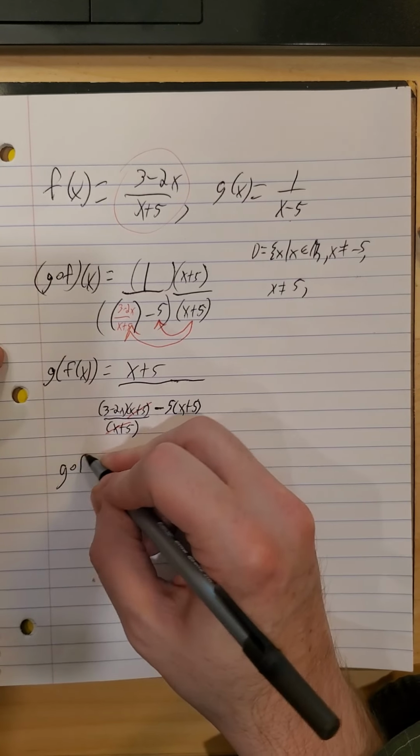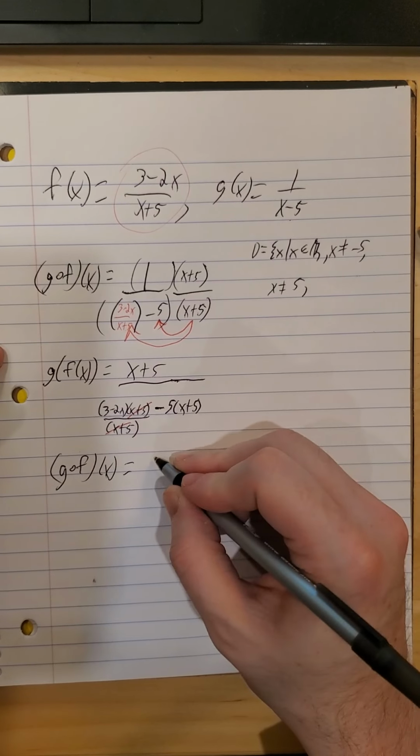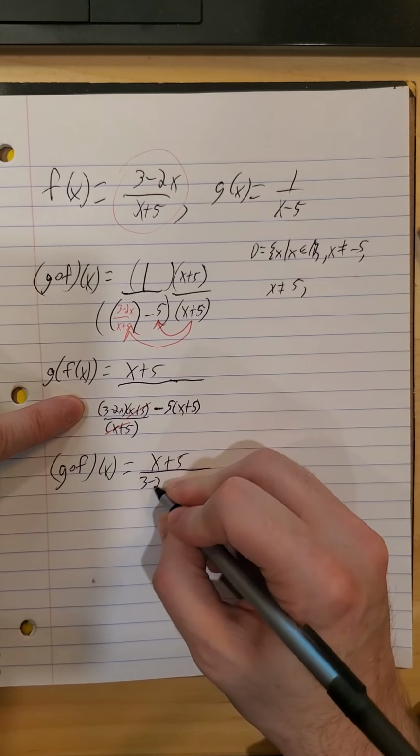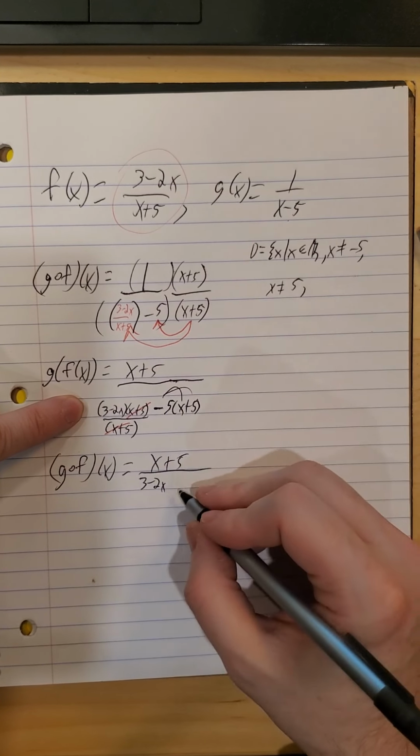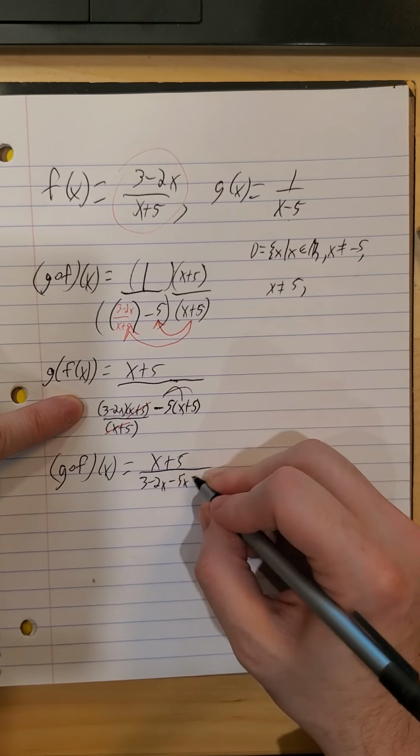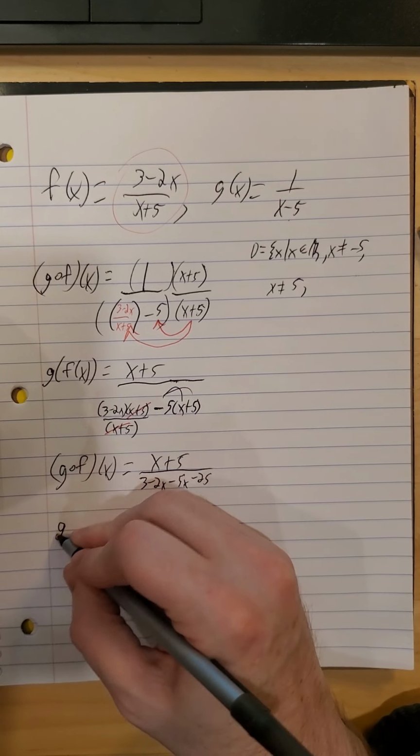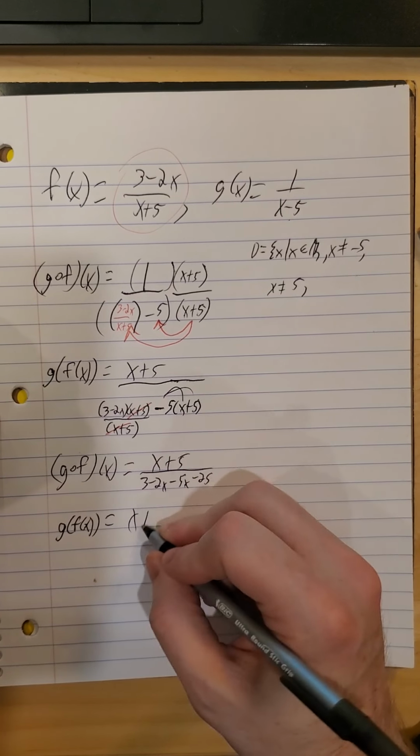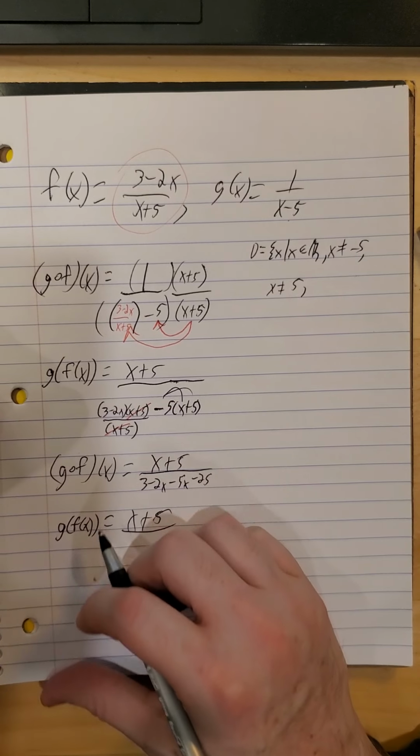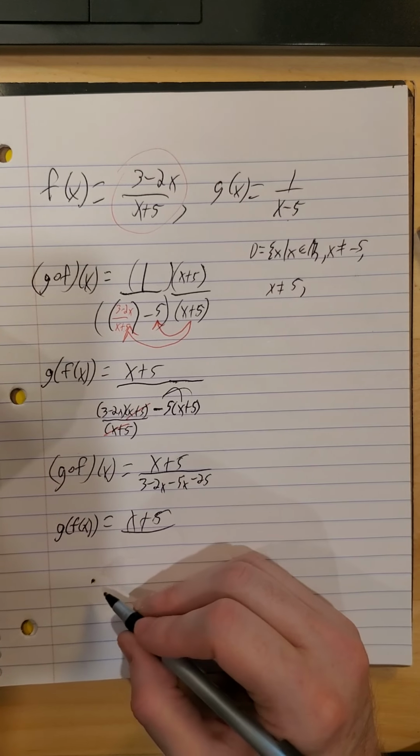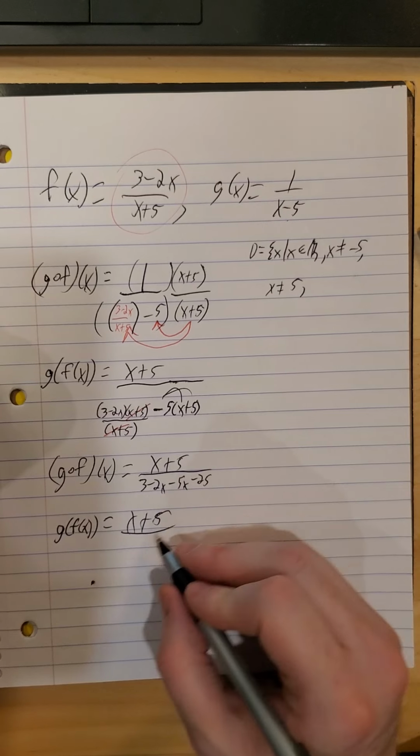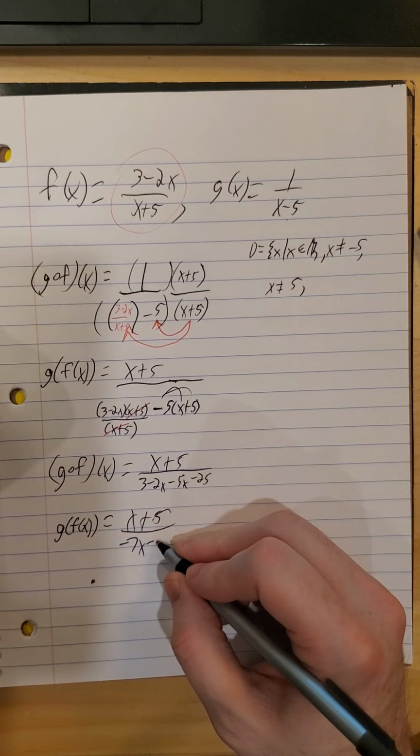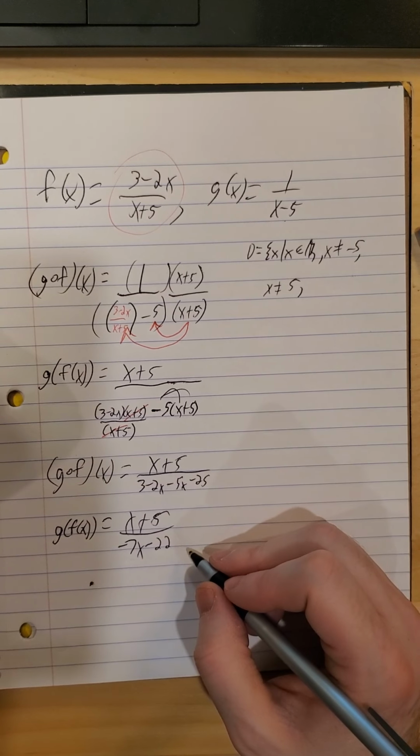So now we can say g of f of x. Upstairs is still just an x plus 5. Denominator, now we have a 3 minus 2x. And I'll go ahead and distribute the negative 5. So minus 5x and minus 25. So g of f of x is worth, hang on to our x plus 5 upstairs. And then in our denominator, negative 2x minus 5x, negative 7x, and 3 minus 25 is negative 22.